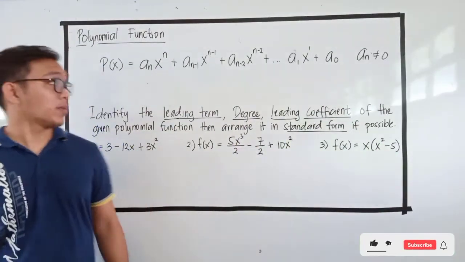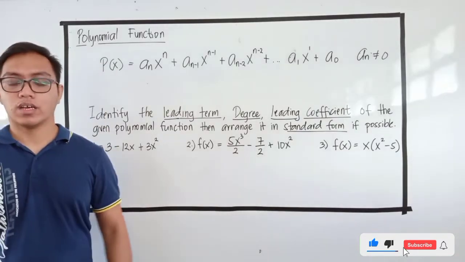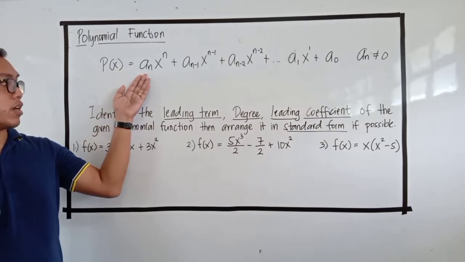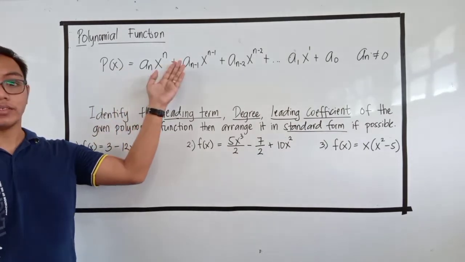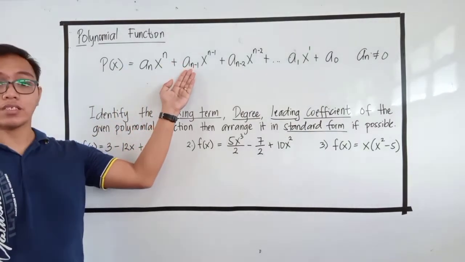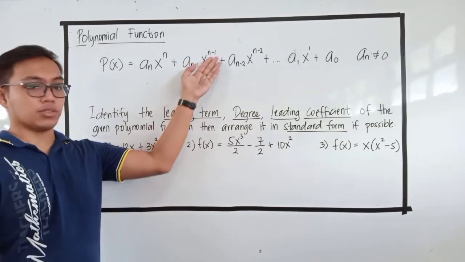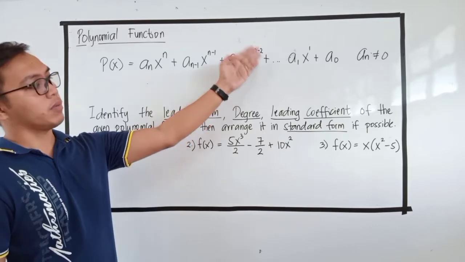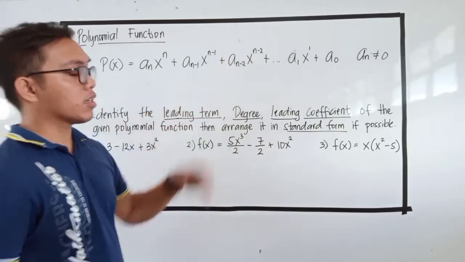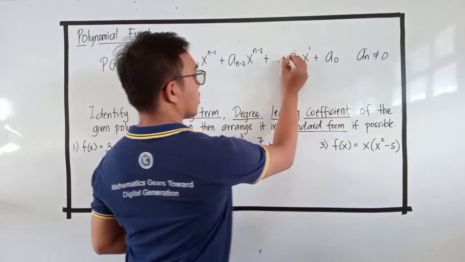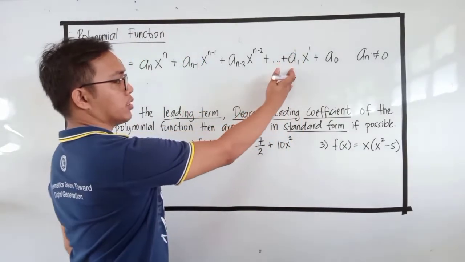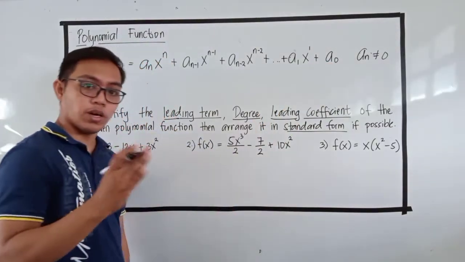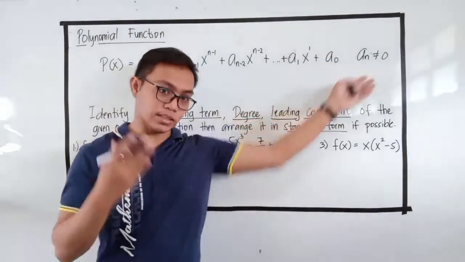Our lesson for today is all about polynomial functions, which is denoted by p of x equals a sub n x raised to n plus a sub n minus 1 x raised to n minus 1 plus a sub n minus 2 x raised to n minus 2 plus, and so on, up to a sub 1 x raised to 1 plus a sub 0, where a sub n must not be equal to 0.